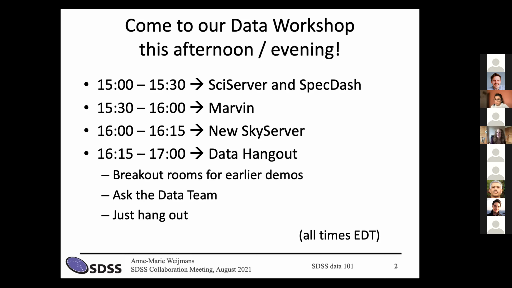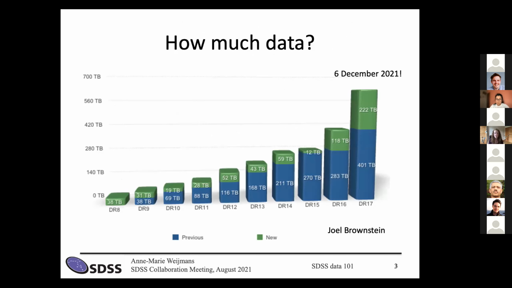Okay. So let's dive into the data, and maybe it's good to first take a moment to take a step back and think about how much data are we actually talking about. And Joel Brownstein made this plot, which shows how the data volume has grown over the data releases that we have produced in Sloan. And I think we can conclude that we all are very good at generating lots of data. Currently, DR16 is the active data release, and that is almost 400 terabytes of data. Will go to over 600 terabytes of data when our final Sloan 4 data release goes live, DR17, and that will be in December. So just to tell you, we have data and there is a lot of it.